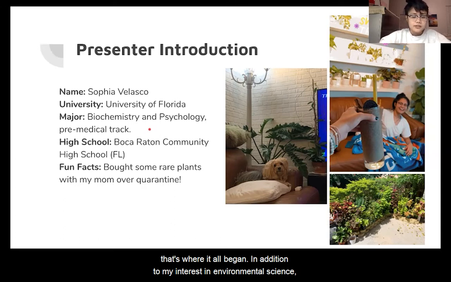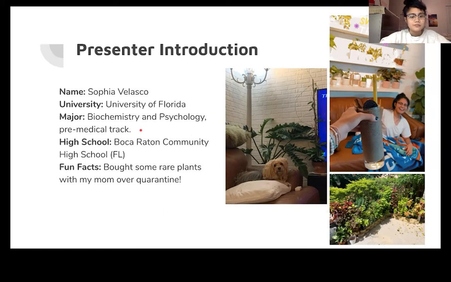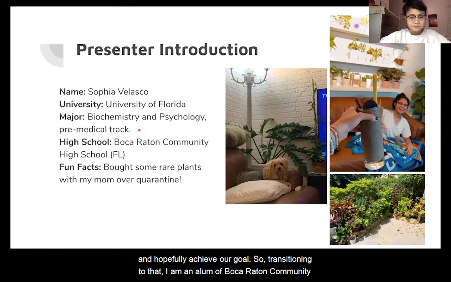In addition to my interest in environmental science, I think that it's our inherent responsibility to learn about where we live, the cycles that occur in nature, and also the threats faced by nature. I think it's our inherent responsibility to be aware of those things and to learn about them so that we can hopefully cultivate a better environment and a better living situation for future generations. And I hope that as your lecturer for this event, I can introduce the event to you so you can learn more about where we live and hopefully achieve our goal.